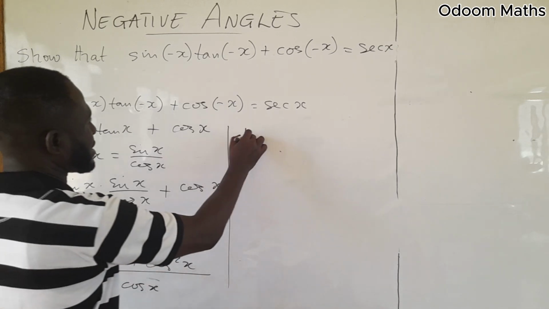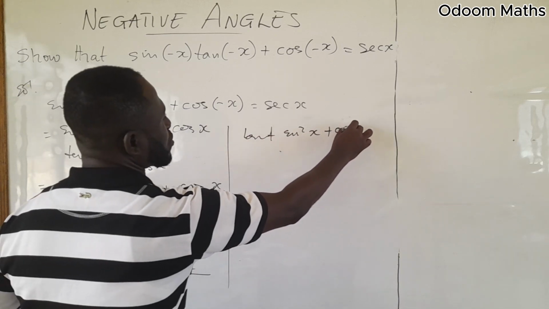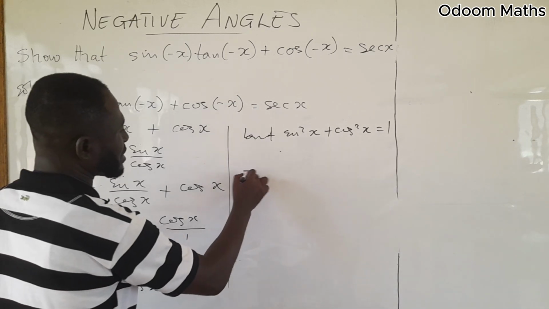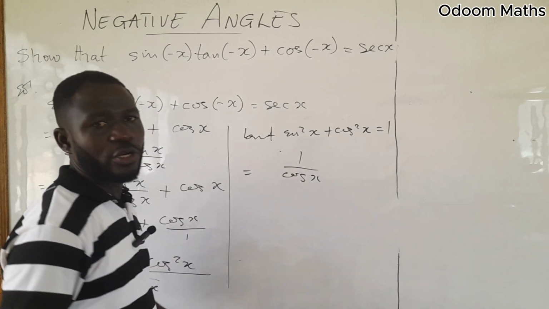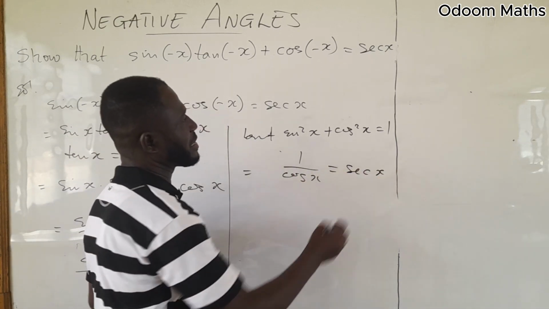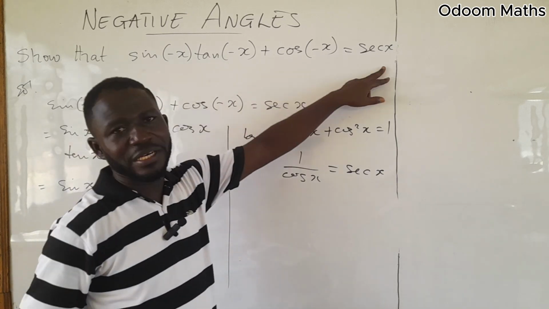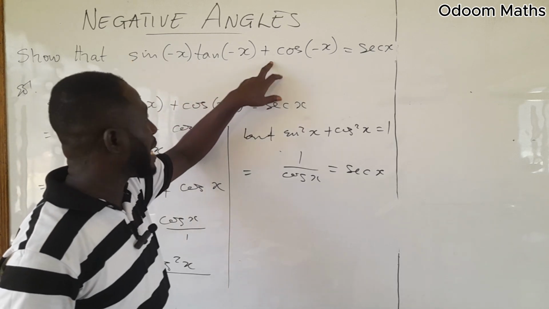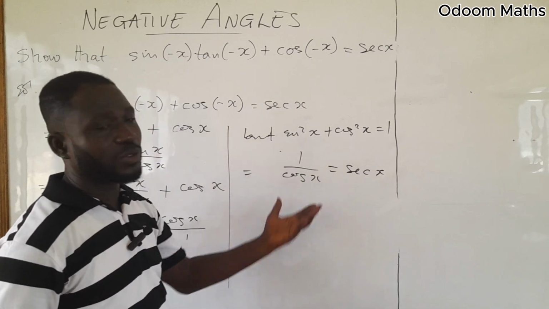Sine square x plus cos square x is 1, so we can just put 1. That is going to give us 1 over cos x. And we know that 1 over cos x is sec x. So it has been proven that sine negative x tan negative x plus cos negative x is going to give us sec x, and this is what we have.